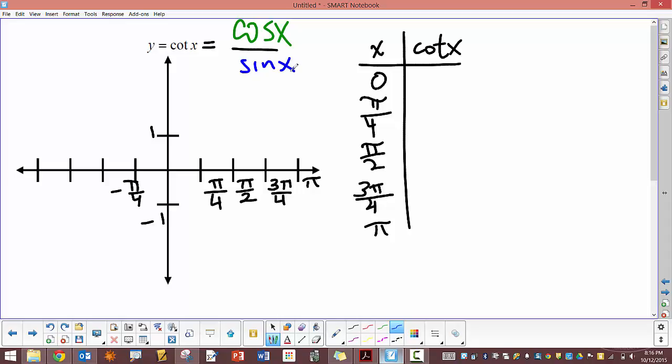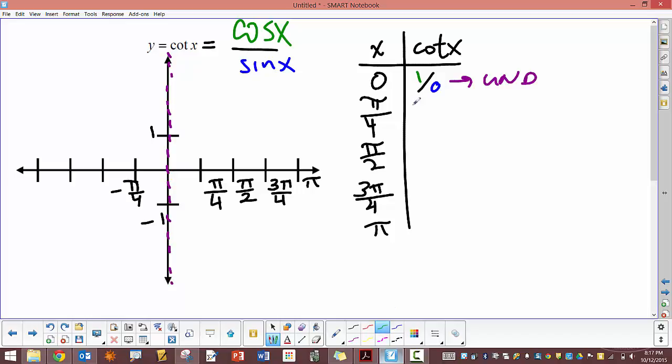We'll pick certain values, and the reason I'm picking these values is these are the ones that help us see the graph the clearest. So let's start with 0 this time instead of negative pi over 2 like we did with tangent. Cosine of 0 is 1, and sine of 0 is 0. So at 0, what we actually get for cotangent is that it's undefined. So at 0, there's going to be this vertical asymptote for cotangent.